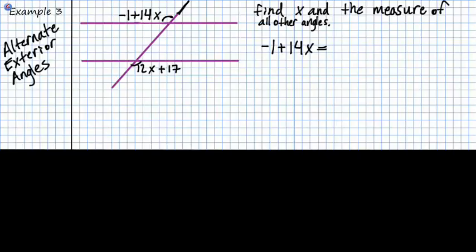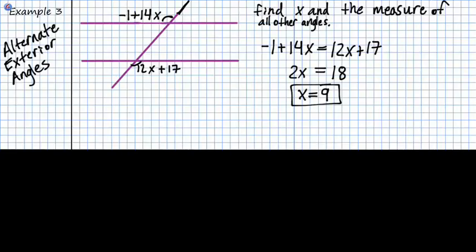So negative 1 plus 14x is equal to 12x plus 17. Alright, and then we will solve this algebraically. So we add 1 to both sides, and then we subtract 12x from both sides, and we get 2x is equal to 18, or x is equal to 9. So are we done yet? The answer is no. We found x, but it also wants us to find all of these missing angles.